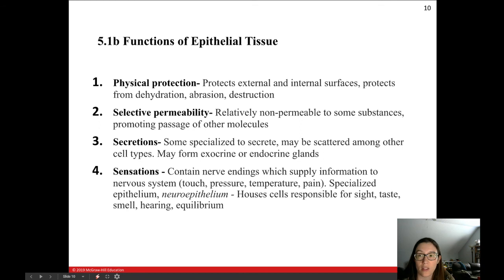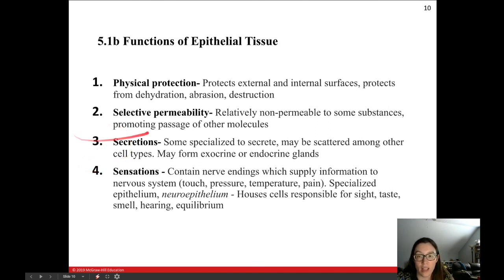Another function of epithelial tissue is that it's selectively permeable. It's relatively non-permeable to some substances, but other materials can pass through it. And so we can use it, like in the kidney, to filter things in and out of the kidney, right? It's selectively permeable.